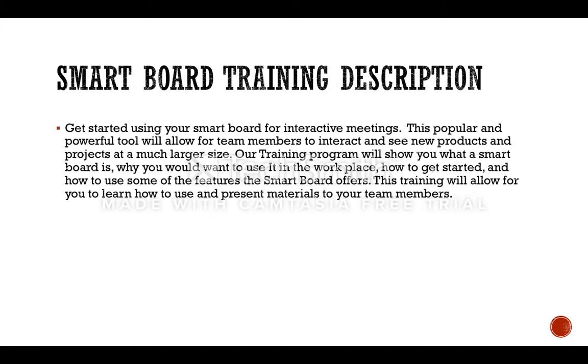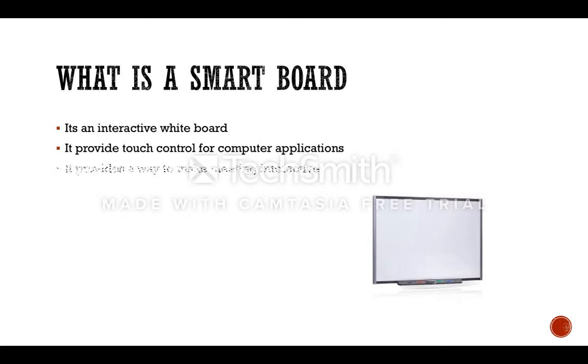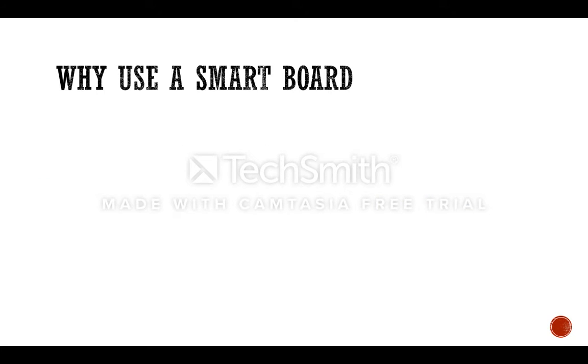Today we are going to talk about how to use a SmartBoard and how to use it interactively in a meeting setting. A SmartBoard is an interactive whiteboard that can be used to project things onto a screen during meetings to allow for interactive presentation. It also allows for touch control and computer applications.